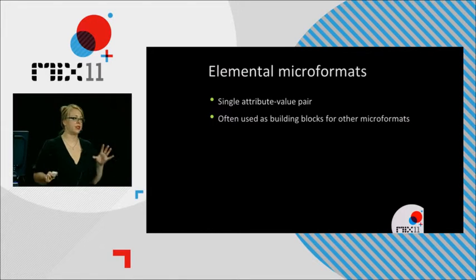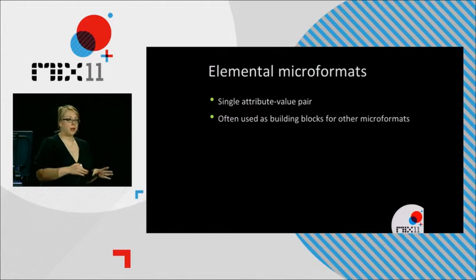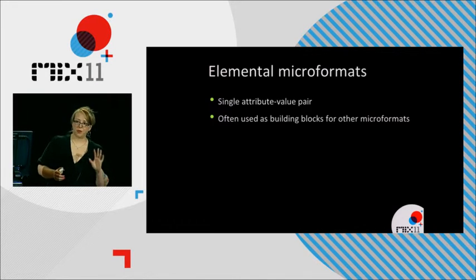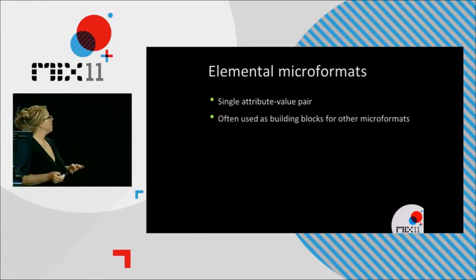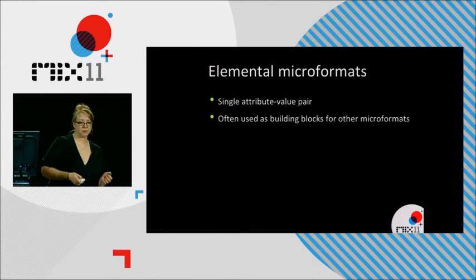There are two categories of microformats. We've got elemental and compound. The elemental microformats are a single attribute value pair, just like the rel tag that we just looked at. And they're often used as the foundation for other microformats.